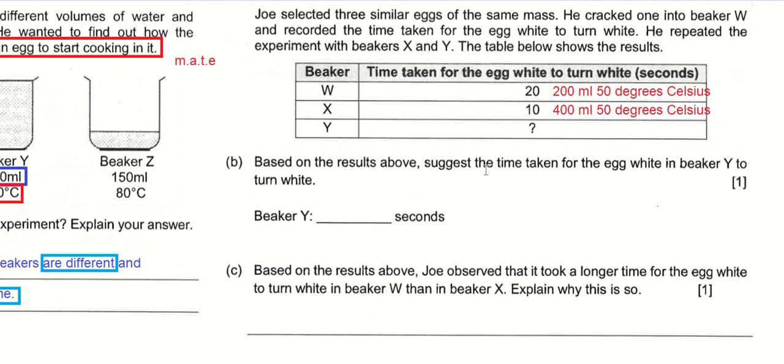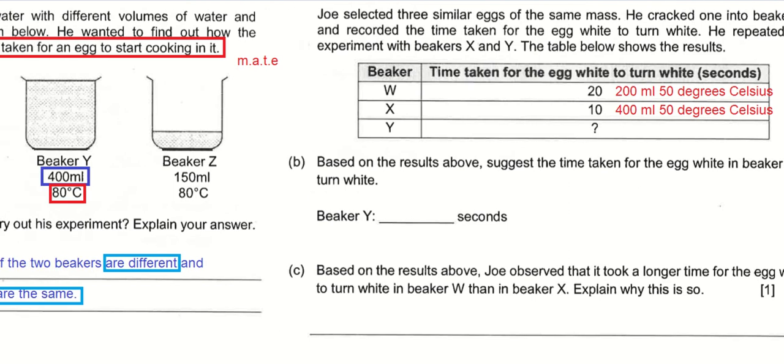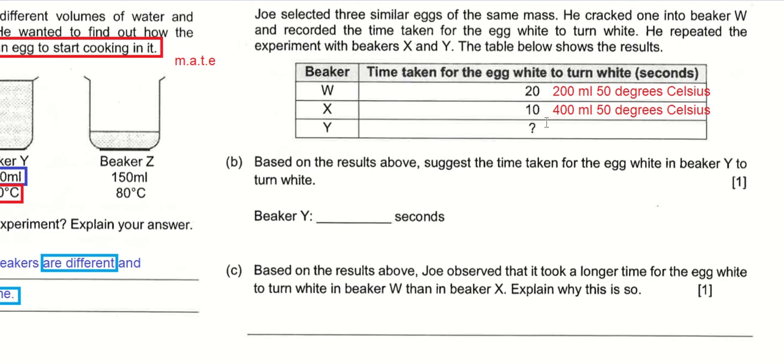Okay, and then for Y you have 400 ml, 80 degrees Celsius, right? So it's the same 400 ml, okay, but 80 degrees Celsius. Now if you compare this one by one, you would see that, of course, X has more volume, and therefore X is faster. Now if you compare X and Y, it's the same volume, but this time this one is hotter, isn't it?